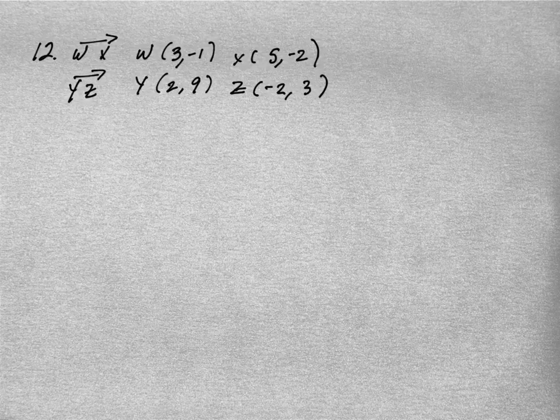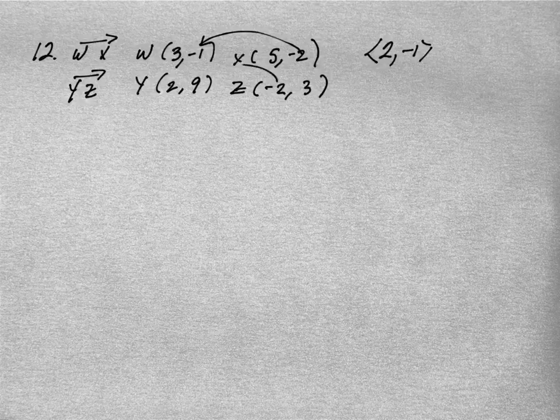Number 12 gives us two vectors not in component form, so let's do that first. That would be 5 minus 3, or 2, and negative 2 minus negative 1 would be negative 2 plus 1, or negative 1. So I got 2, negative 1 for the first component vector. And next one, negative 2 minus 2 would be negative 4, and 3 minus 9 would be negative 6. So we have our two vectors.